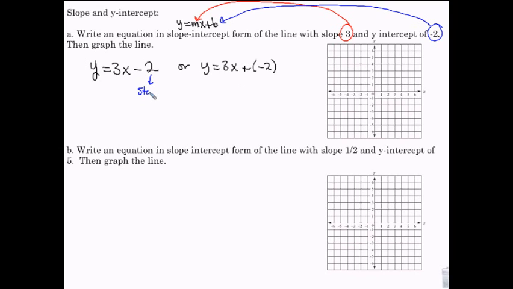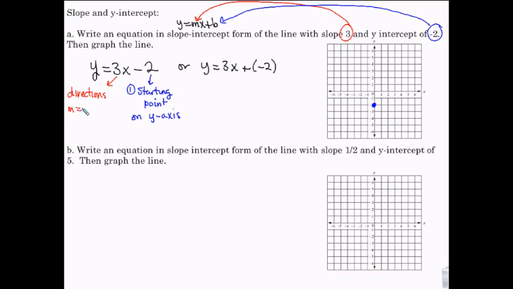This is our starting point. Okay, so we start at -2. It's on the y-axis. So you're going to graph that first. Then from there, these are our directions.